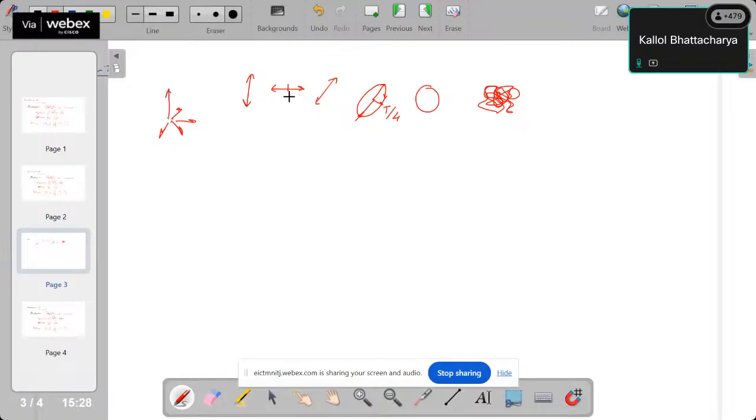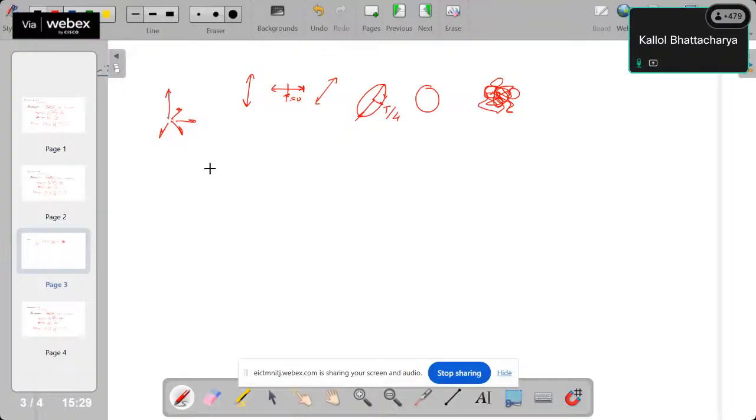If we know at t equal to 0 it is here, then at t equal to T by 4, it will be at its extremity. At t equal to T by 2, it will come here. So in case of polarized light, if you know the location of the electric vector at any instant of time, you will be able to predict the location of the electric vector at any other instant of time. Unlike unpolarized light, where the electric vector is moving randomly and it is impossible to predict its location at any other instant of time.